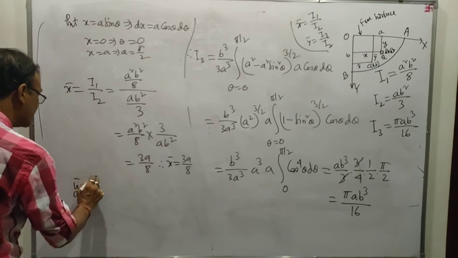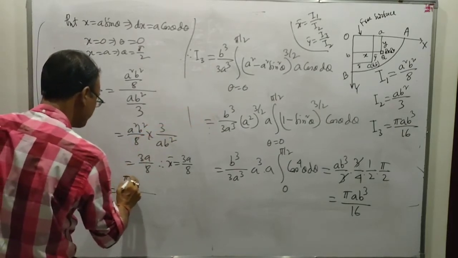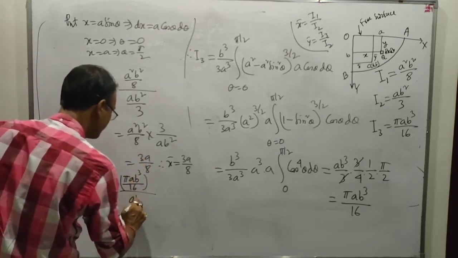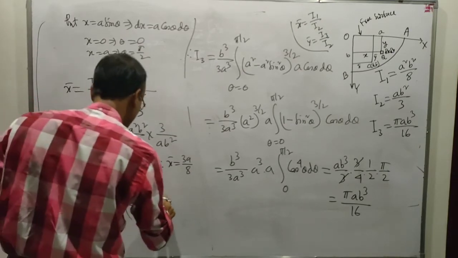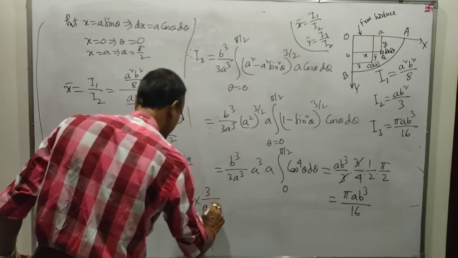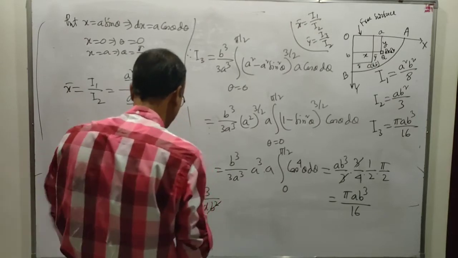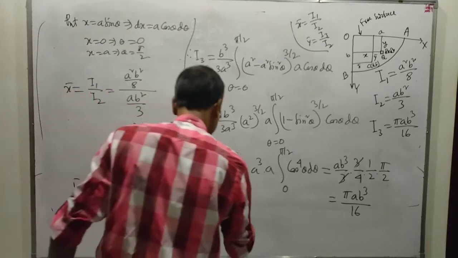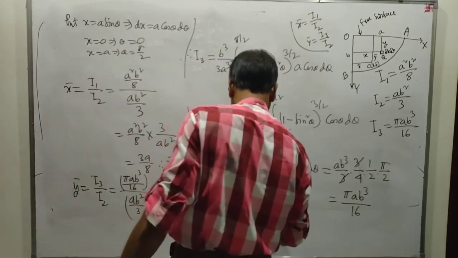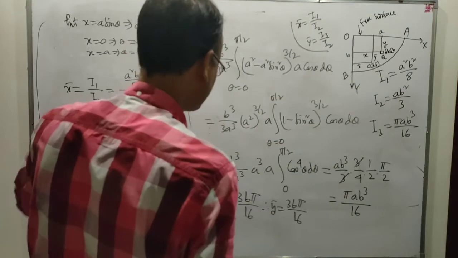Y bar equal to I3 by I2. What is I3? Pi a b cube by 16, divided by I2, a b square by 3. This is equal to pi a b cube by 16 into 3 by a b square. A will be cancelled, b square and 1 b will be there. 3b pi by 16. Therefore, y bar equal to 3b pi by 16.